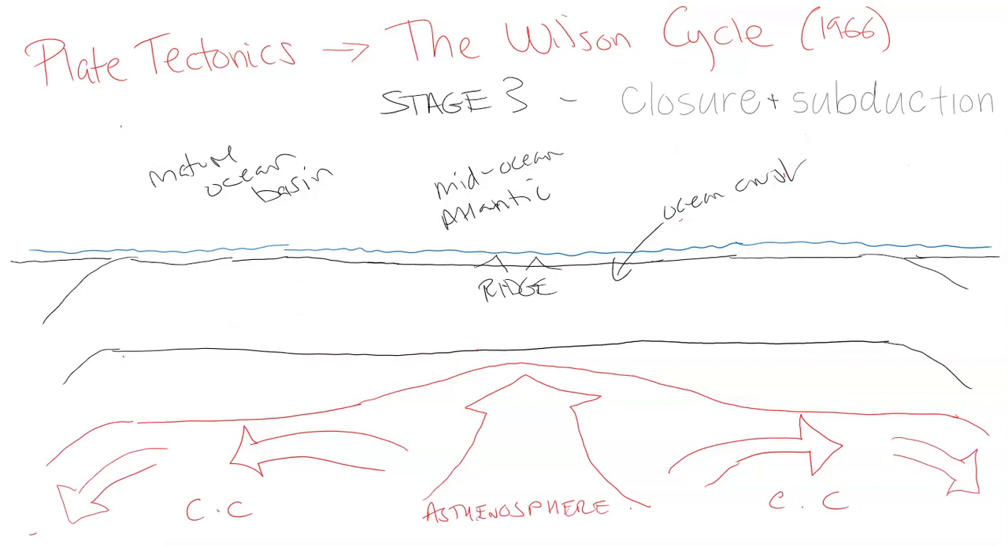All right, so stage 3 is called closure and subduction. So what happens here is that the ocean basin is matured, it has spread to a great width, the Atlantic Ocean, 2,000-3,000 miles wide, with the mid-ocean ridge right smack in the middle. And you have these convection currents. Now, the convection currents will dictate the direction and the speed of the overlying crust of the plate.